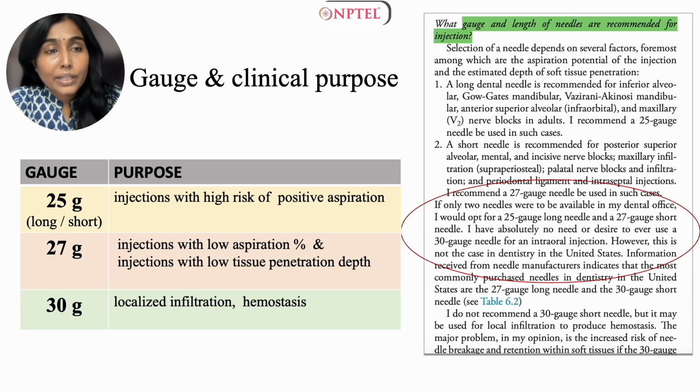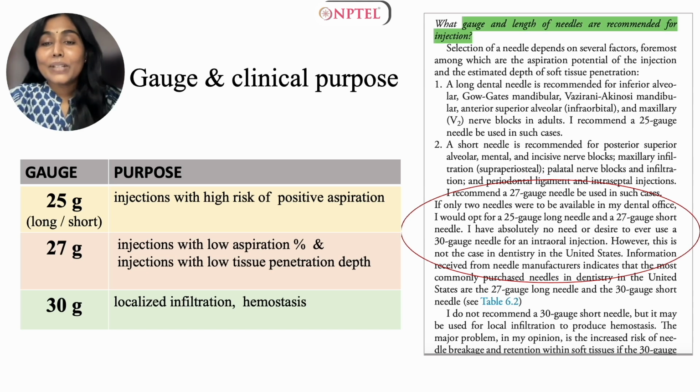Here is a good correlation between the gauge of the needle and clinical purpose. Use 25 gauge, either long or short needle, for injections with high risk of positive aspiration. 27 gauge needles for injections with low aspiration or injections with low tissue penetration depth. And reserve 30 gauge needle for localized infiltration or hemostasis only.